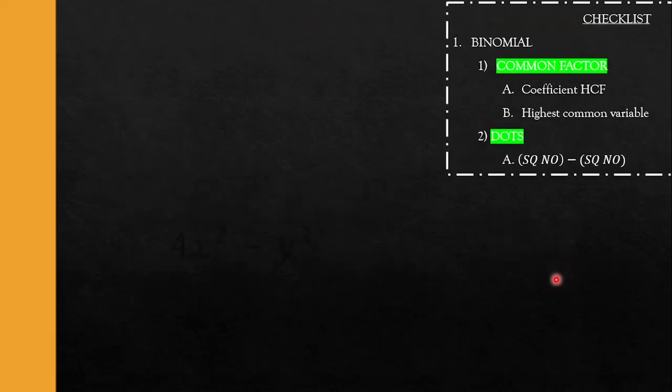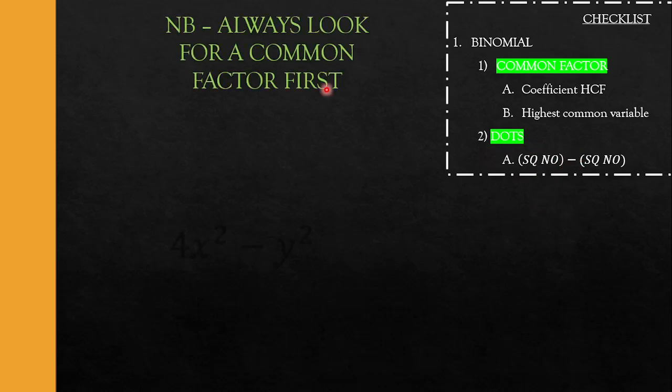Okay, so let's look at our first example. Our checklist has become a little bit bigger. We still have our common factor, looking for the HCF, highest common variable. Now we're going to add dots: a square number minus a square number. The word difference, in dots, difference of two squares, is minus. So always look for common factor first. As we add to our checklist, always start at the top depending on what polynomial you're working with. We're working with a binomial, so we start at the top of the binomial list. We look for a common factor. If not, then we go to dots.